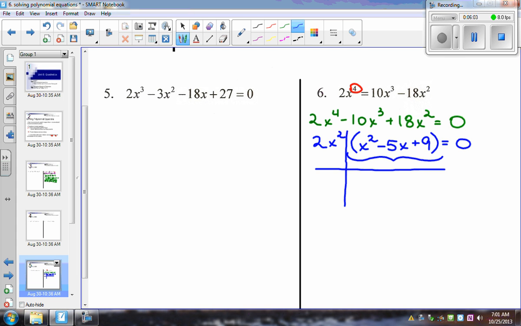So to finish this, the left side's pretty easy. We're going to set that equal to 0 and solve for x. In this case, we get a value of x equals 0. But on the right side, since this is not factorable, we actually have to solve it in one of our alternate methods, either completing the square or the quadratic formula. And in this case, the quadratic formula is what works best.